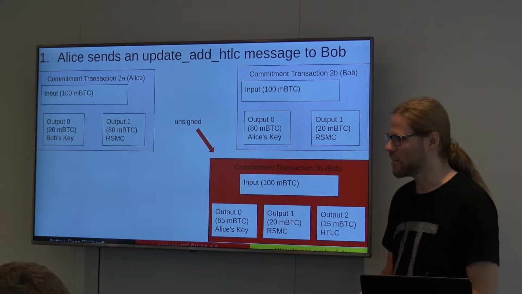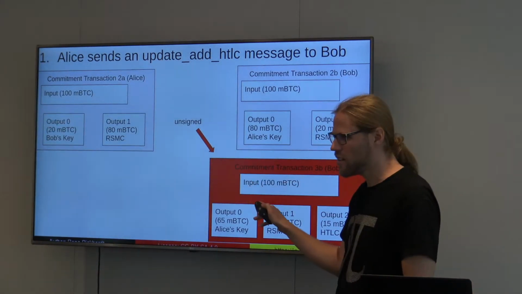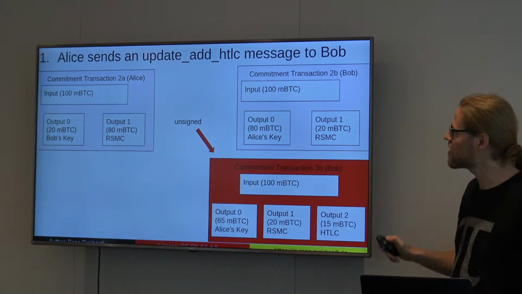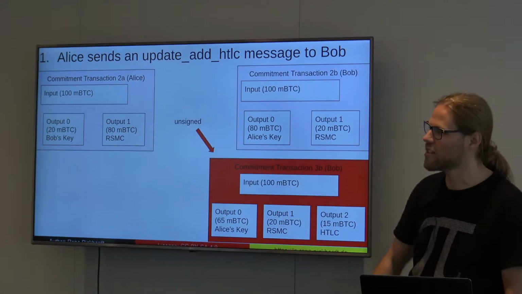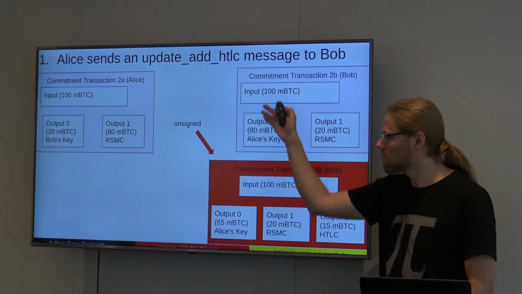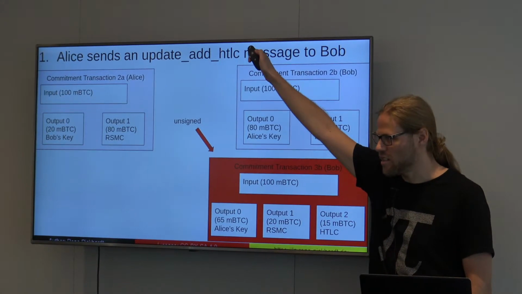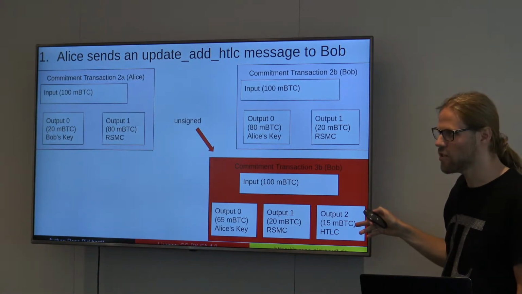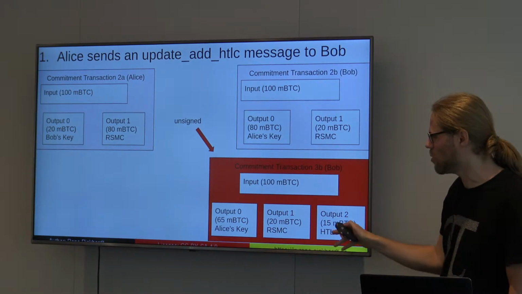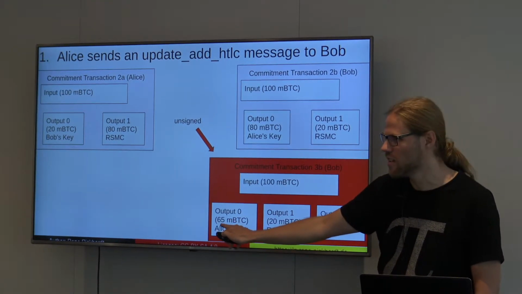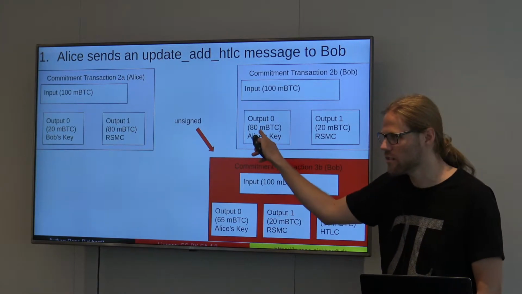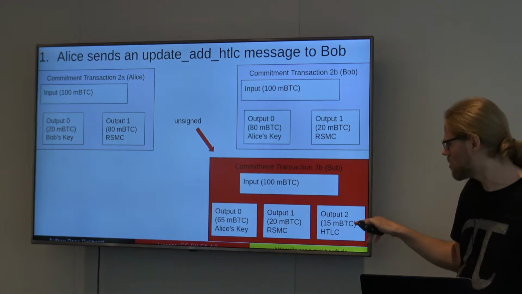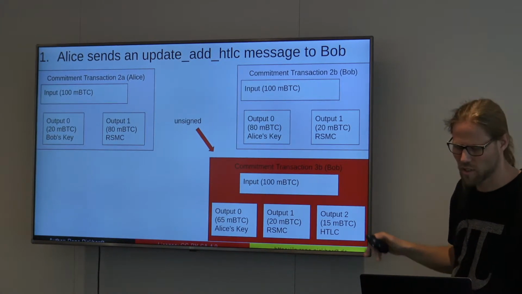And how does this look like? Well, there is an unsigned commitment transaction that Bob creates now. Alice sends the update add HTLC message, which contains an onion and a payment hash. So Bob can create a new commitment transaction and add this output, right? You see Alice already has less money than here. And this money is sent to this commitment transaction, to this HTLC output.